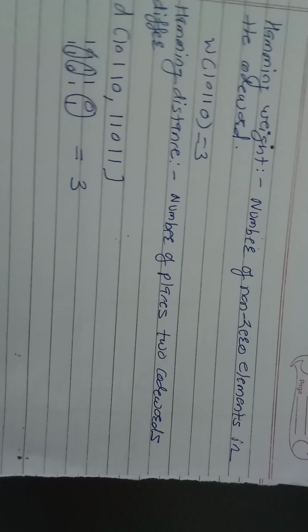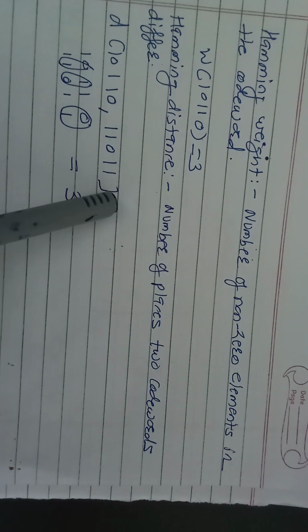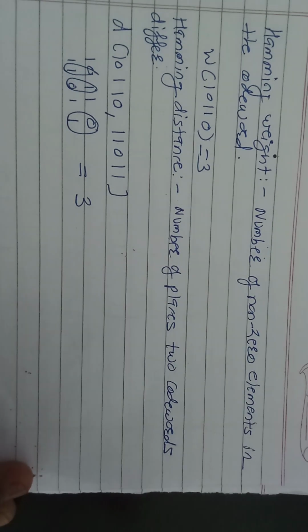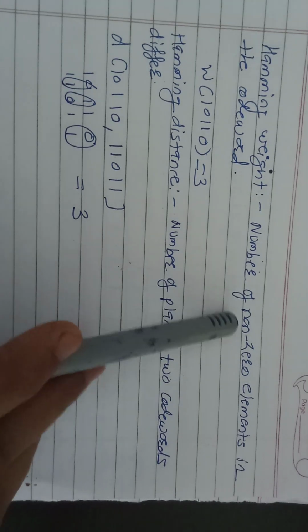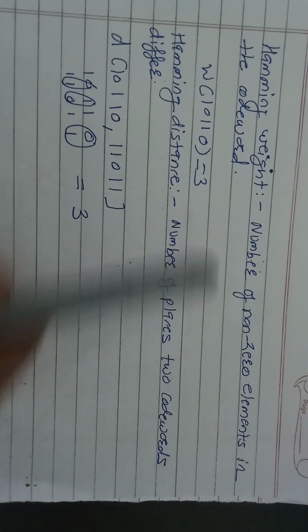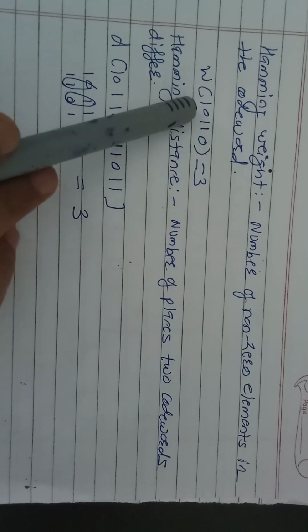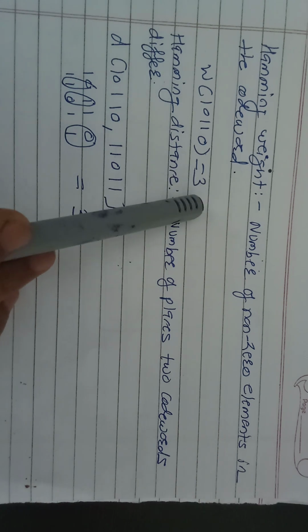So to understand that, you should know what is Hamming weight and Hamming distance. Hamming weight is the number of non-zero elements in the code word. We are now concentrating on only Galois field 2, so that is the number of ones in the code word. If this is the code word, how many ones are there? There are 3 ones. So Hamming weight is 3.